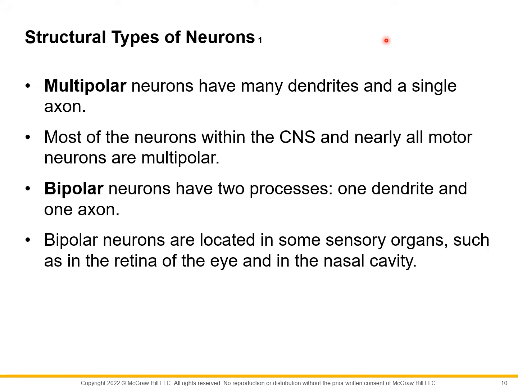Neurons also have different structural types. Multipolar neurons have many dendrites but just one axon. So yung photo na nakita po natin kanina on the previous slide, that's an example of a multipolar neuron. So karamihan po or majority ng neurons natin ay multipolar. Next, bipolar neurons, as the name implies, only have two processes or two extensions, one dendrite and one axon. So bipolar neurons can be found in some sensory organs like the eyes and nasal cavity.